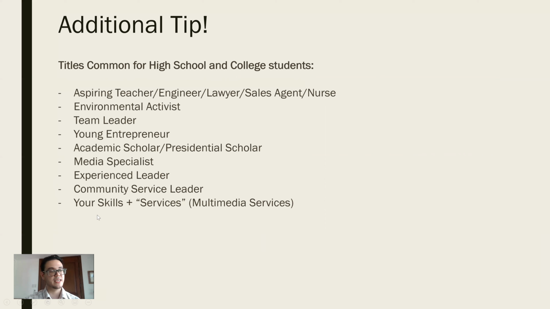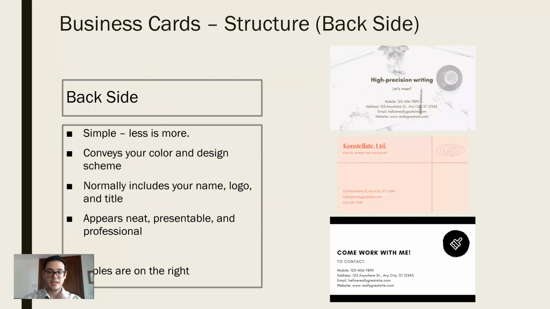For instance, I'm an accounting graduate. Okay, accounting services. I'm a criminology graduate, criminology services, right? Any combination of your skills. You can add services and put that underneath in your business card title if you choose so. Okay. On the back side, we can be a little bit more elaborate, but still remember that less is more. Convey your color and design scheme, as you can see in these examples. Normally include your name, your logo, and your title. And remember, appear neat, presentable, and professional, as with the examples on our right.